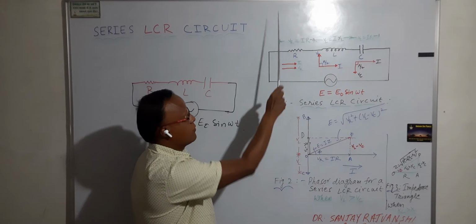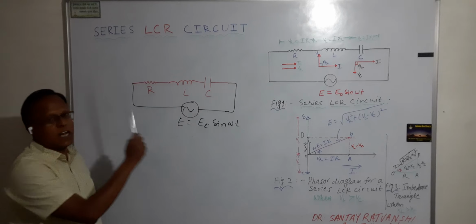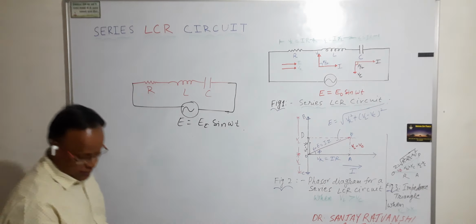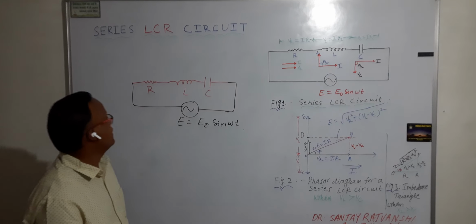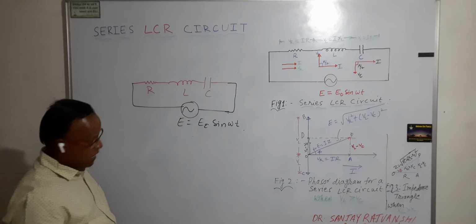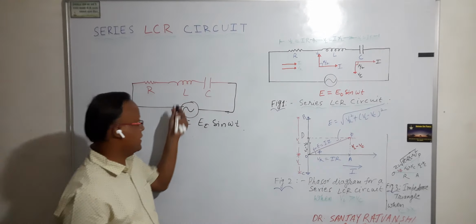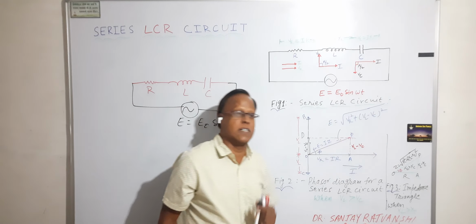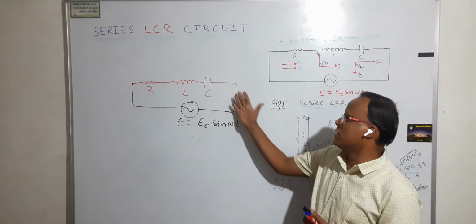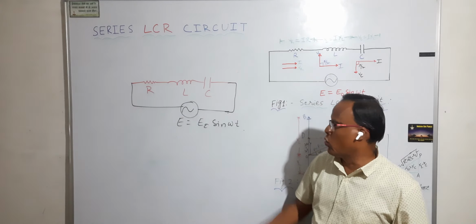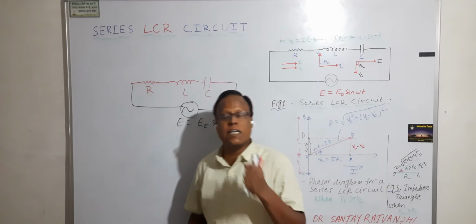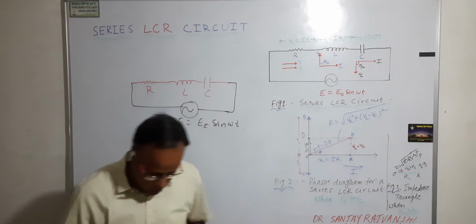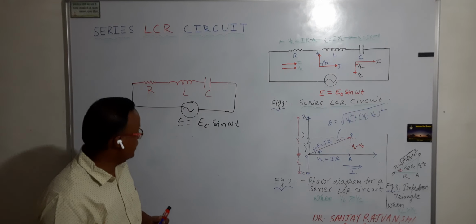I will explain the remaining portion, that's why I draw the diagram again. An AC circuit containing a resistor R, an inductor of inductance L, and a capacitor of capacitance C, connected in series with an AC source of EMF E is equal to E0 sin omega t.